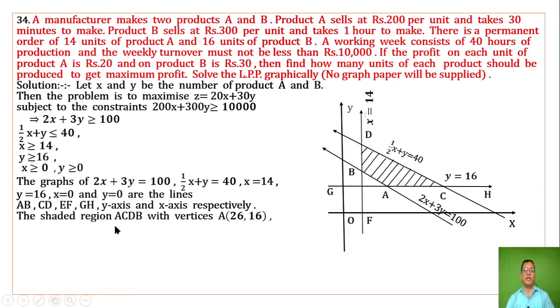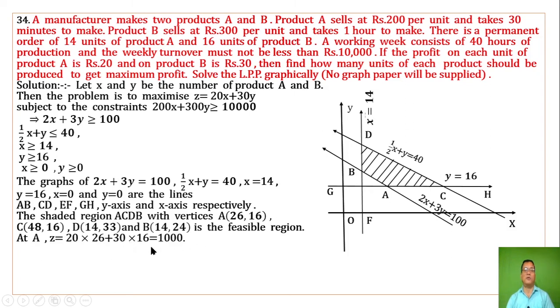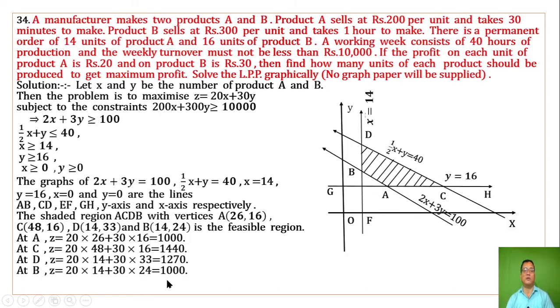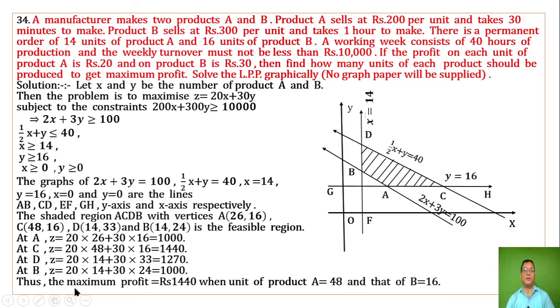The shaded region ACDB with vertices A(26,16), C(48,16), D(14,33), B(14,24) is the feasible region. At A, Z equals this; at C, Z equals this; at D, Z equals this; at B, Z equals this. Thus, the maximum profit is rupees 1440 when units of product A is 48 and that of B is 16.